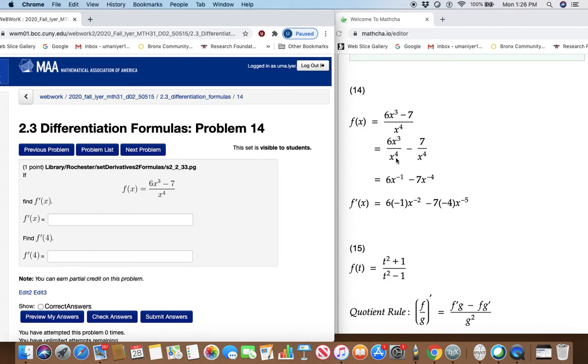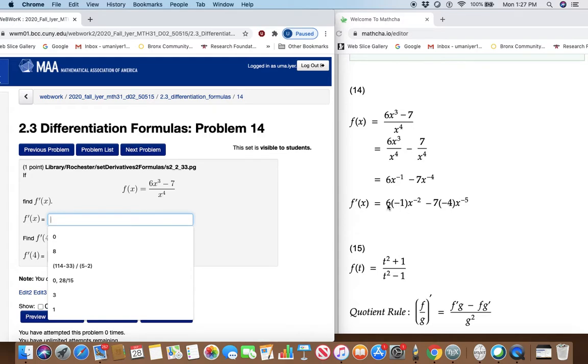Notice this is x to the power negative 1. So 6x to the power negative 1 minus 7x to the power negative 4. That is my f(x). So derivative is power comes down and power reduces by 1. Power comes down and power reduces by 1, right? So let's simplify. 6 times negative 1 is negative 6, x to the power, don't forget parentheses, negative 2.